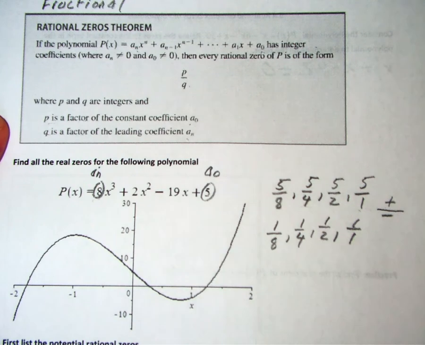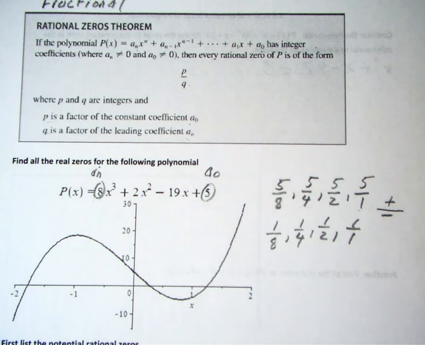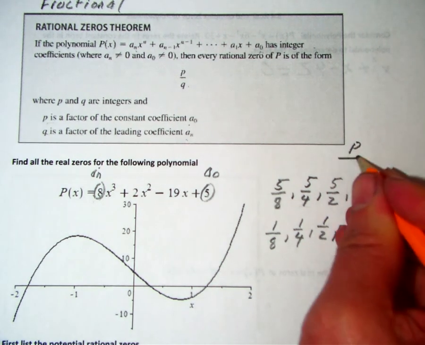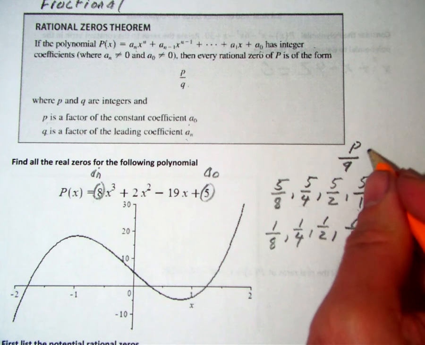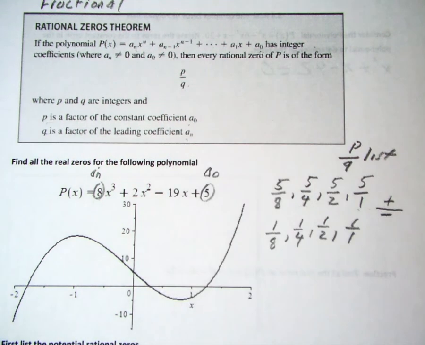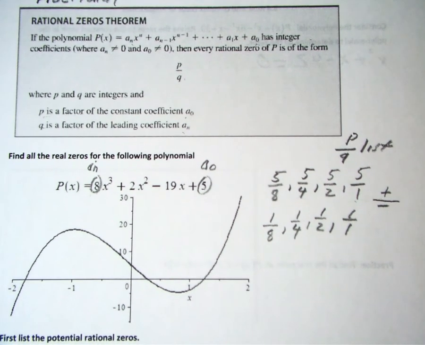I'm not going to write it in front of each one of them, but all the plus values and all the minus values are potential rational zeros. Wonderful. So this is our P over Q list right here, right, folks? This is our P over Q list, if you will, of potential rational zeros generated by this theorem. It's really not so bad. It's just tedious.